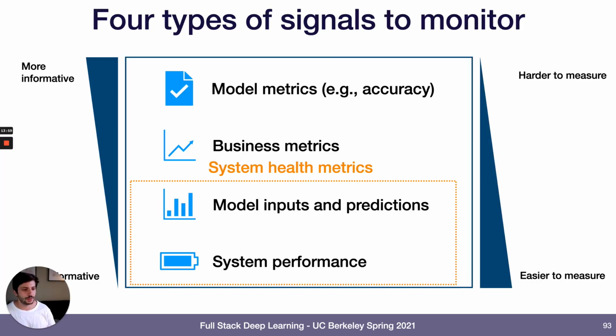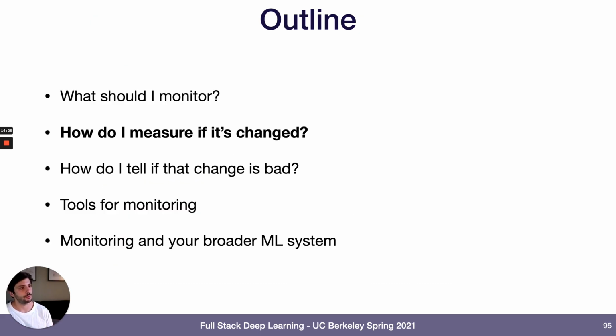And then lastly, system performance and some types of model inputs and predictions are what I would call system health metrics, which are helpful for telling if your system is working as intended, but aren't really helpful for telling you whether your model is working as intended. So those are the signals that you might want to measure. Okay, so we talked about the different signals that you can look at. The next thing that we're going to cover is how do you actually measure if there's been change to those signals?